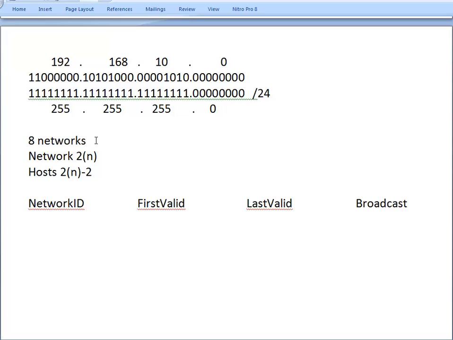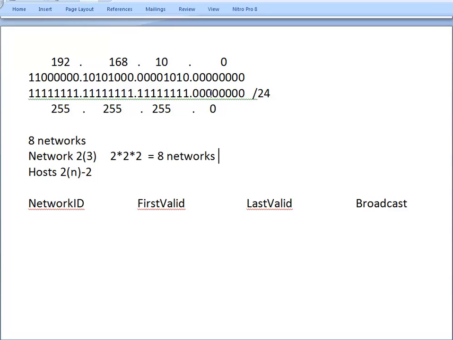For 8 networks, how many bits do you think we're going to need to borrow? How many zeros are we going to change into ones? If we borrow 1, that's only going to give you 2 networks. If we borrow 2 of the zeros, that's going to give us 4 networks. If we borrow 3 zeros, that's going to give us 8 networks. So we need to borrow 3 zeros. Let's fill the formula: 2 times 2 times 2. So 2 times 2 is 4, times 2 is 8. Excellent.